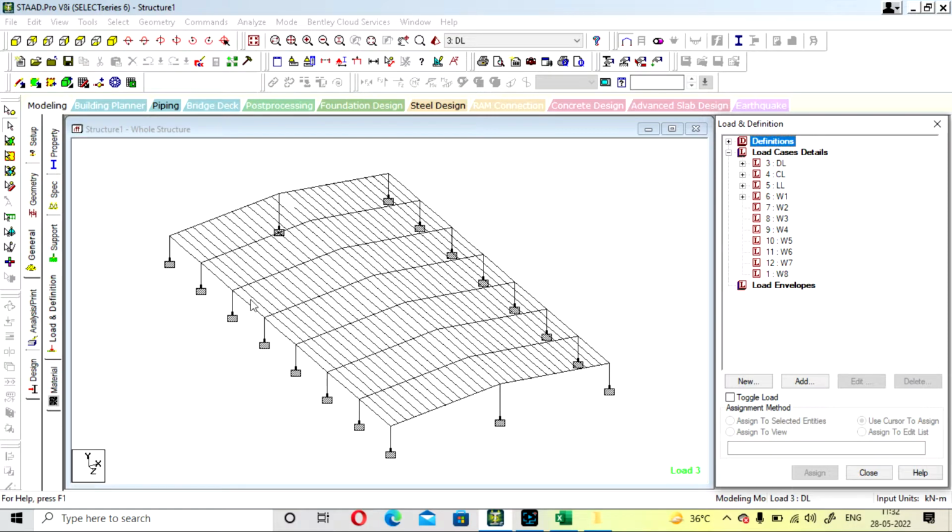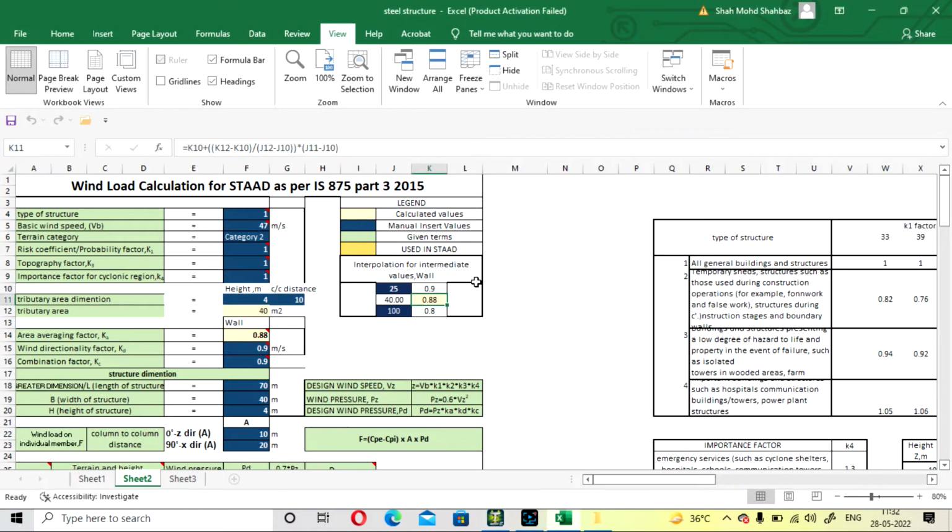So this is our structure, and here this is our purlin which is placed on the roof. Okay, and this is our rafter. So using the Excel sheet we are going to calculate the wind forces that is coming on the steel structure.